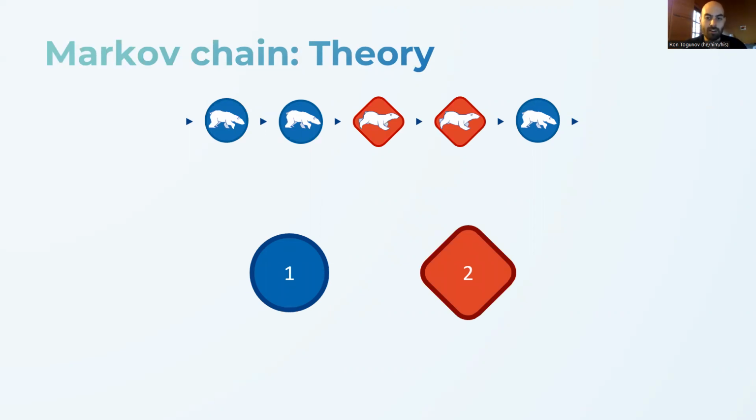In a basic hidden Markov chain, we can have two possible states, state 1, which is blue, and state 2, which is red. And we have probabilities of remaining within the blue state, a probability of transitioning from the blue state to the red state, a probability of remaining within the red state, and a probability of transitioning from the red to the blue state.